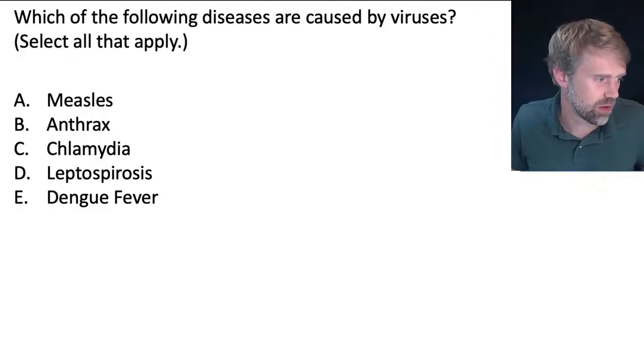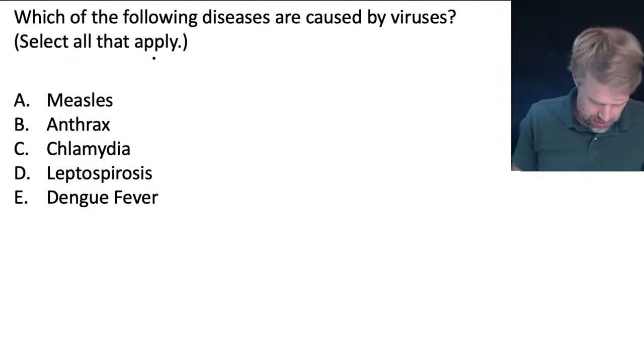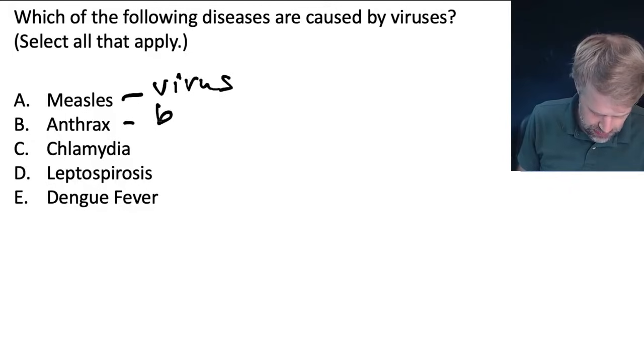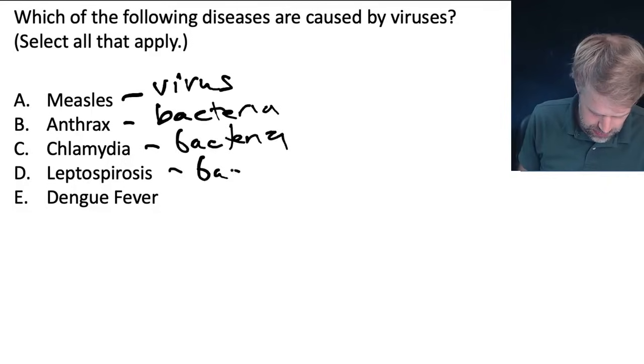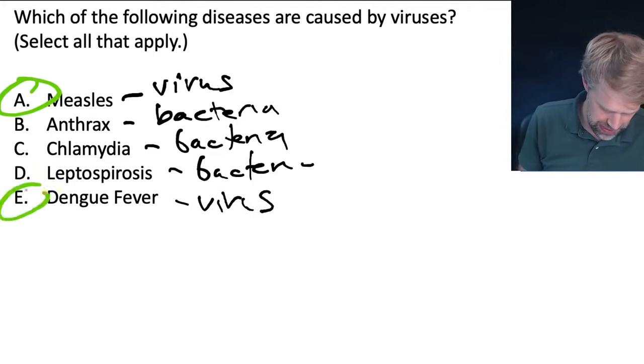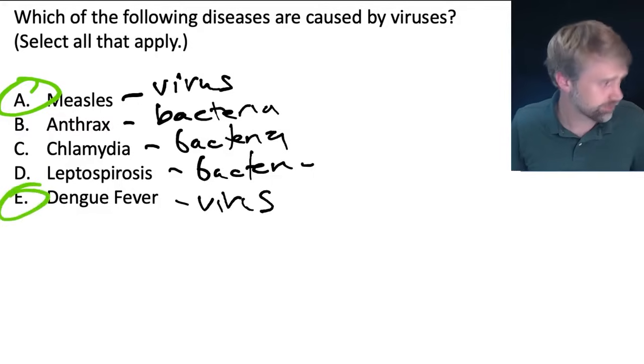So let's go one by one. Measles. Let's talk about what these are. Measles is a virus. Anthrax is a bacteria. Chlamydia, bacteria. Leptospirosis, caused by a bacteria. Dengue fever, caused by a virus. Just got to know it. Just got to know this stuff. A and E.